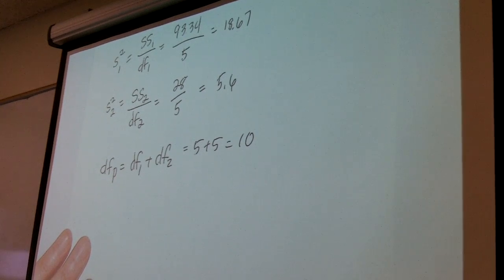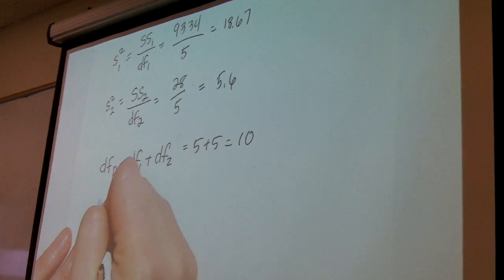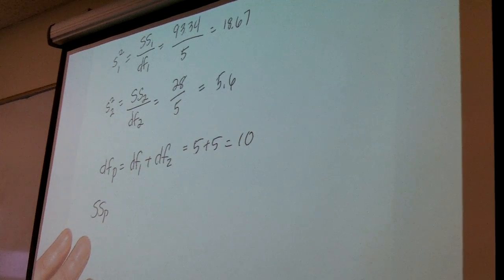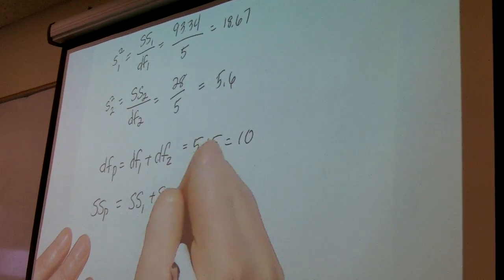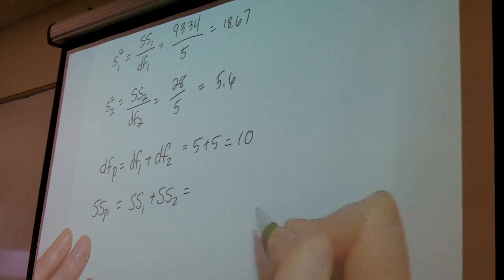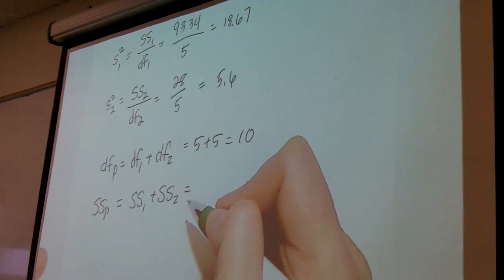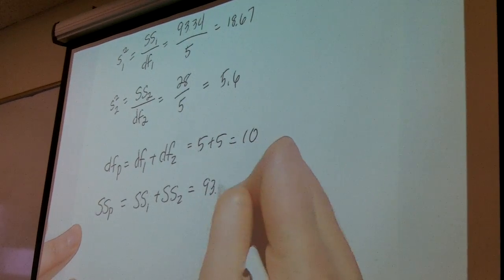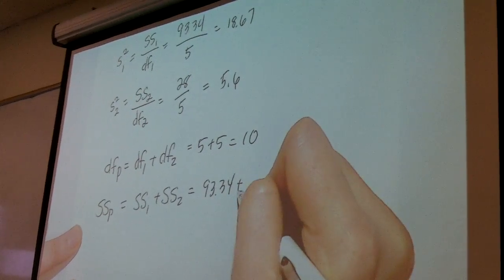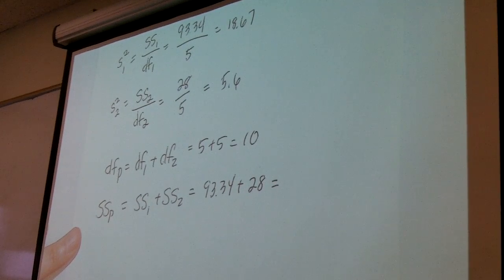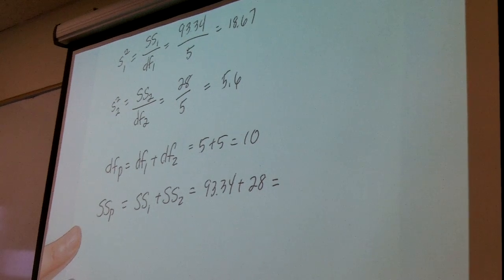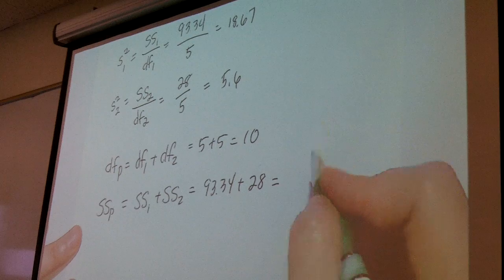Now, to get the pooled sum of squares, we're going to do the same thing. We're going to take the sum of squares for group 1 and add the sum of squares for group 2. So that means we're going to add now 93.34 plus 28. And what does that give us? 121.34. I have a vote for 121.34. Yes?